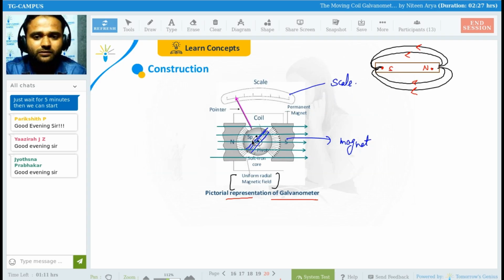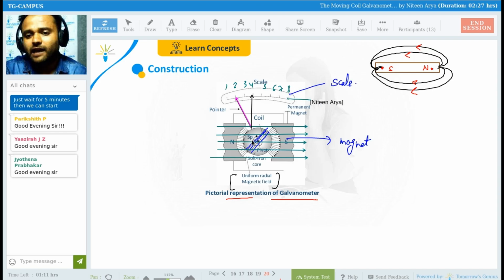What rotation? This rotation. Suppose this pointer, instead of here, you can find somewhere after a little bit of rotation, and this is your range for milliampere current. Suppose 1, 2, 3, 4, 5, 6, 7, 8 mA, milliampere. So you can find it down. Initially it is at 1, 2, and now it is at 4. Simply. Is this clear, everyone?